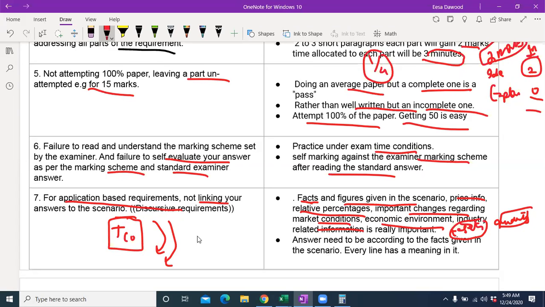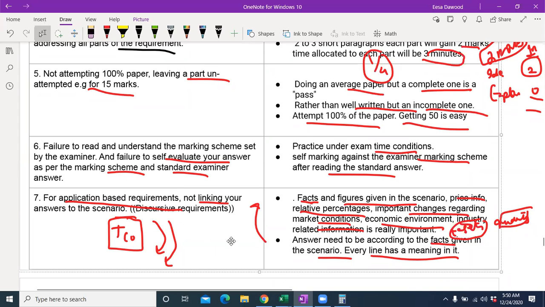And then linking your answers back to the scenario: why was profitability down? Because cost was up. Why was customer service cost up? Because there were a lot of customer complaints. So you need to link everything back with the scenario. Whatever comment you're making, you need to link it back. So the answer needs to be according to the facts given in the scenario. Every line has a meaning in it. Whatever is there in the scenario is not useless. You're going to use that, and you need to write your answer accordingly, especially for the application-based requirement.